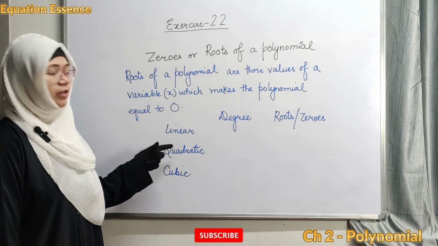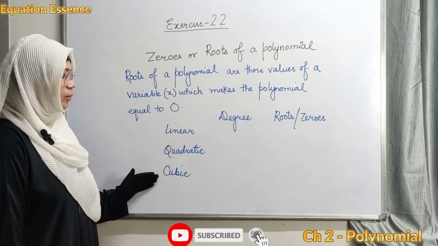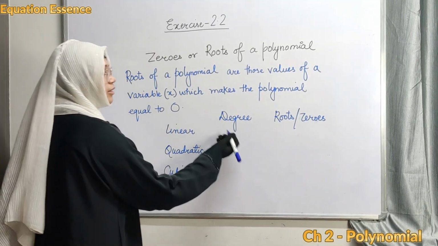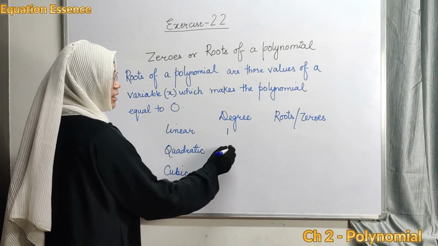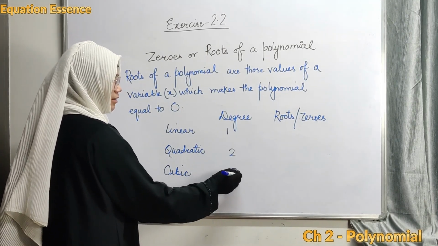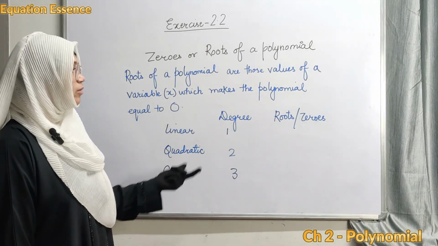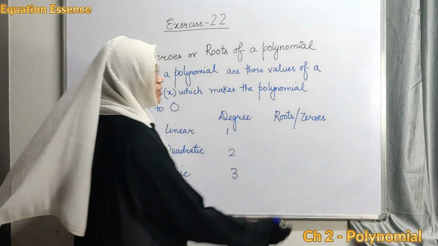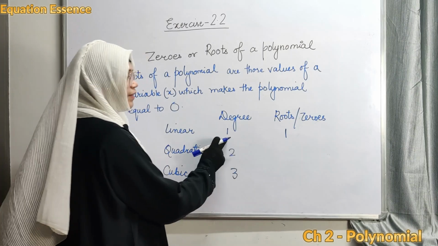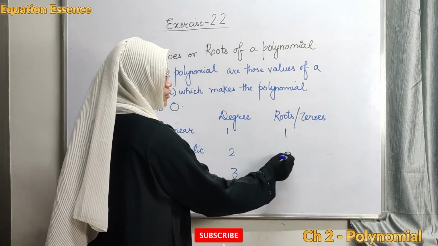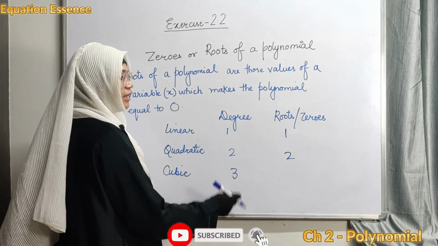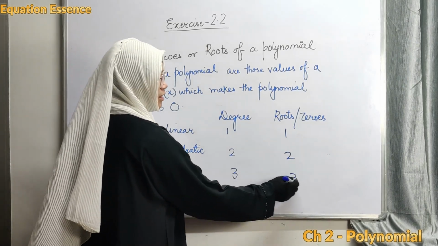There are three types of polynomial: linear, quadratic and cubic. Linear, the degree of linear is 1, the highest power of the polynomial is 1. Here the degree is 2, here the degree is 3. Now the value of the degree is equal to the number of roots of the polynomial. If the degree is 1, roots are 1. If the degree is 2, roots or zeros are 2. And if the degree is 3, roots or zeros are 3.